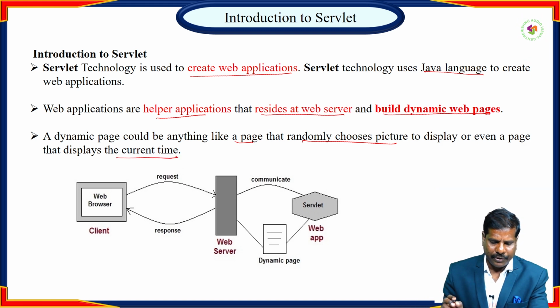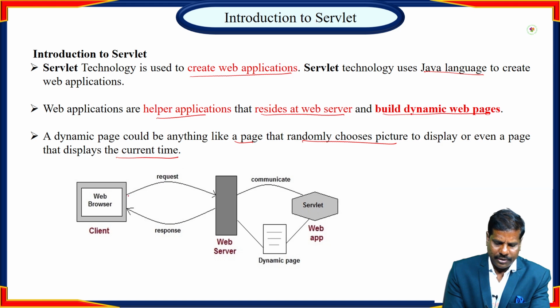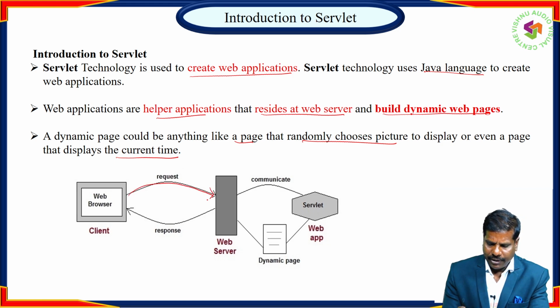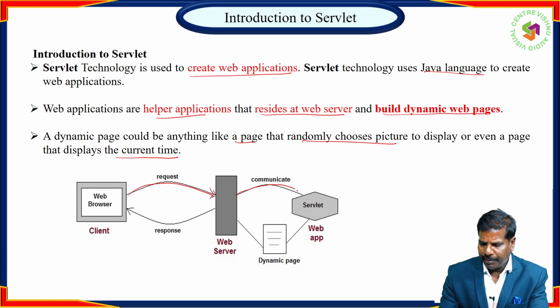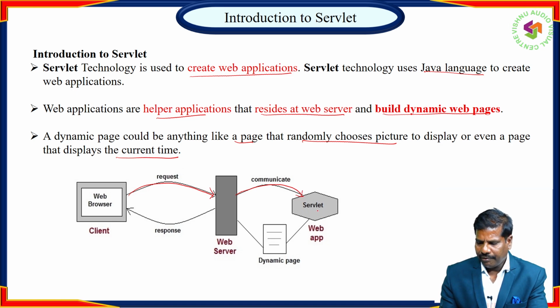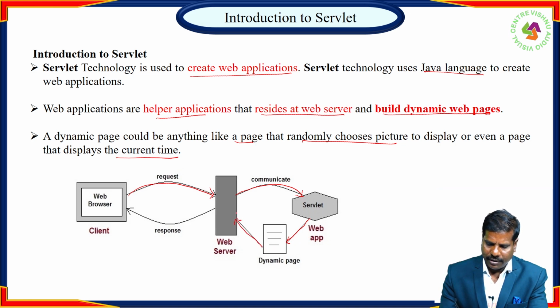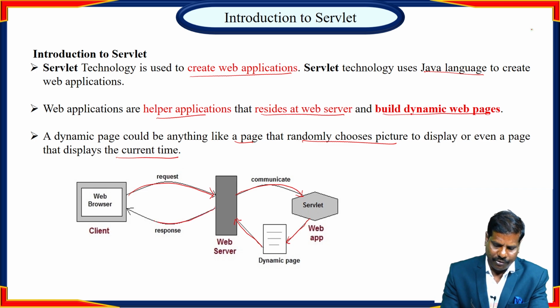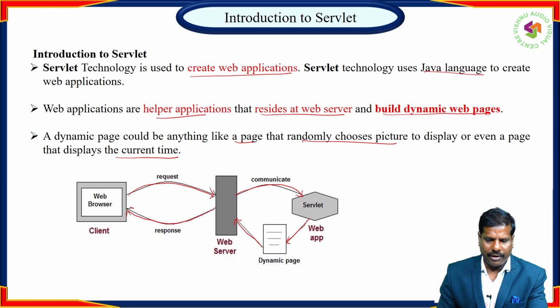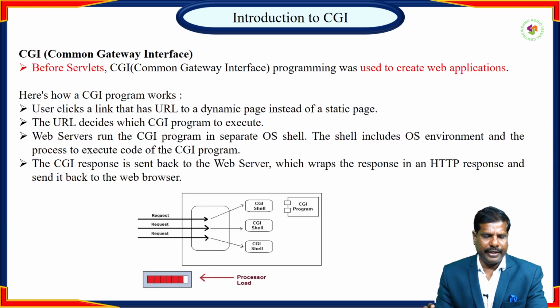The web browser sends a request to the web server, and the web server communicates with the servlet. That servlet finds the resources and processes the request, and then it creates the dynamic content. That dynamic content is sent to the server, and the same information is sent to the client.